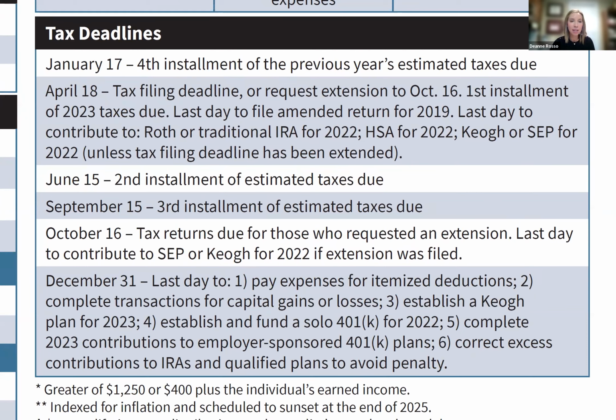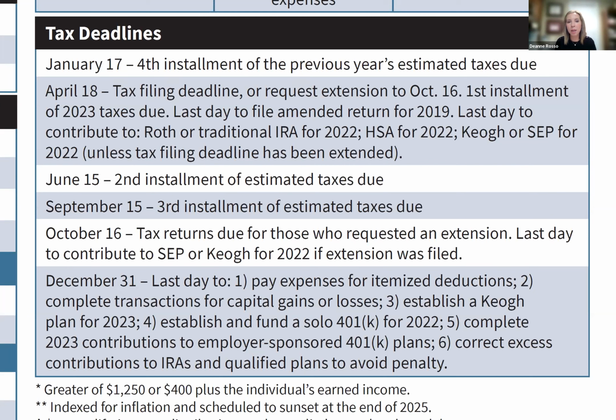If you pay estimated taxes, January 17th is when your fourth installment was due. That's today. So your fourth installment of estimated taxes is due today if you haven't paid those. And then you have your quarterly installments listed here, June 15th, September 15th, and April 18th also. I missed that one. So January 17th, April 18th, June 15th, and September 15th as your installments of estimated taxes. And then into January for 2024 for that last installment of your 2023 estimated taxes.